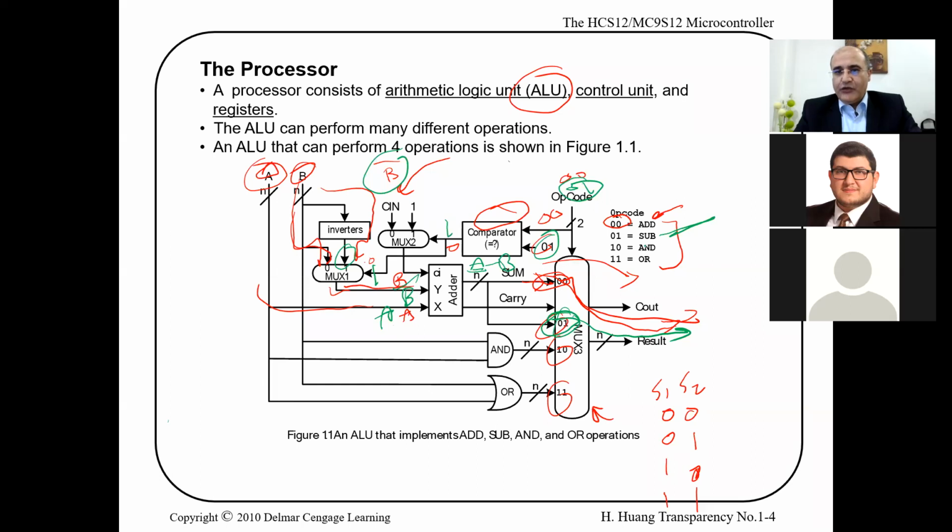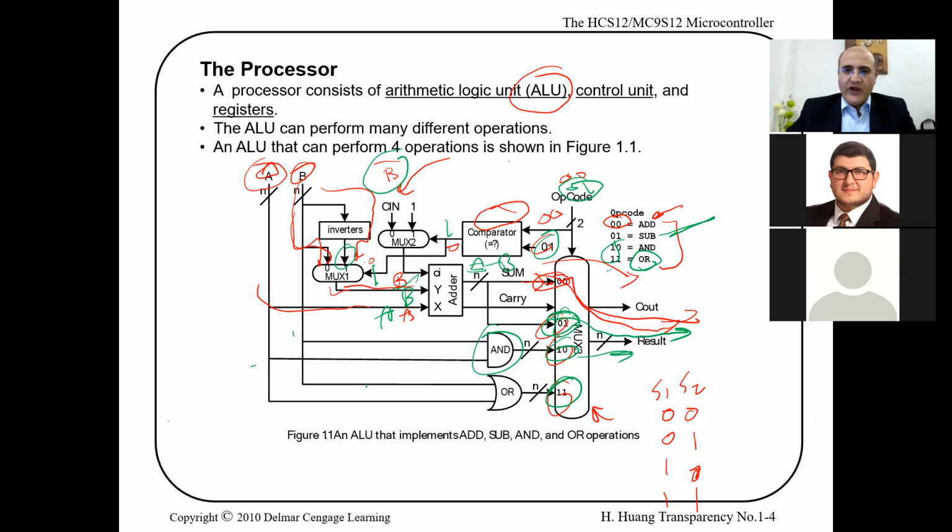If you select 1, 0, then this is the input that is going to pass to the result. 1, 0 is adding A with B. Straightforward. 1, 1 is ORing A with B. A very simple multiplexer ALU.